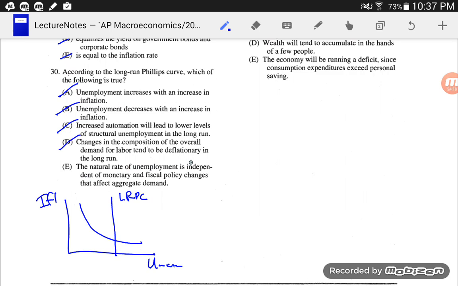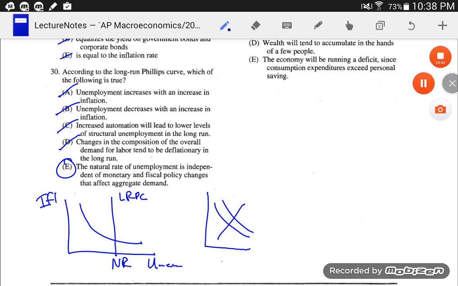The natural rate of unemployment is independent of monetary and fiscal policy changes that affect aggregate demand. Yes, remember this long-run Phillips curve is at that natural rate of unemployment, regardless of what aggregate demand does, right? So if aggregate demand goes up or goes back down and price levels change, it doesn't change the natural rate of unemployment. I like that answer. I'll go with E.